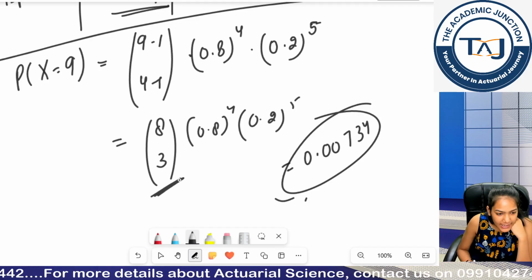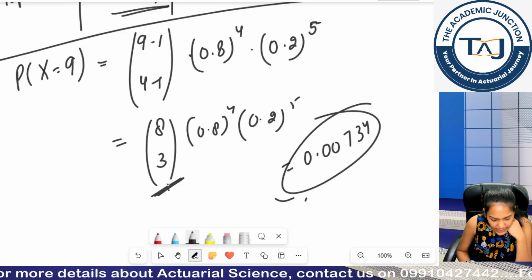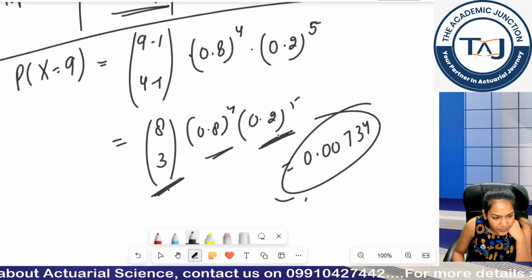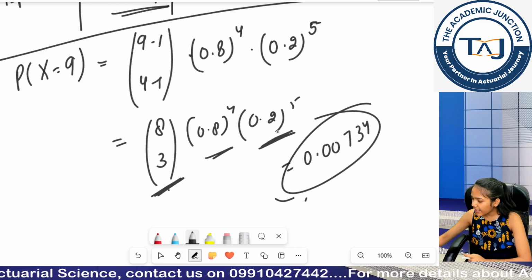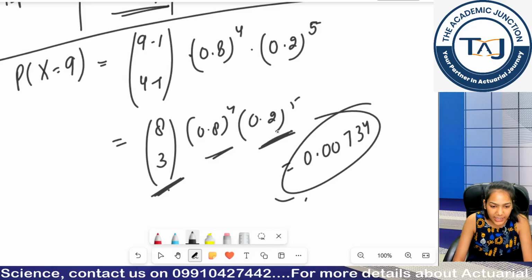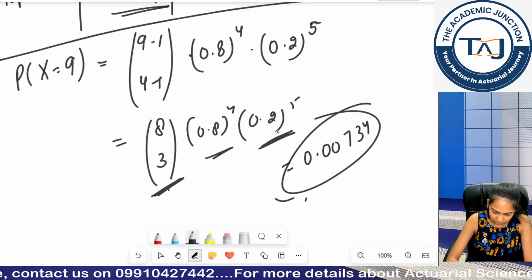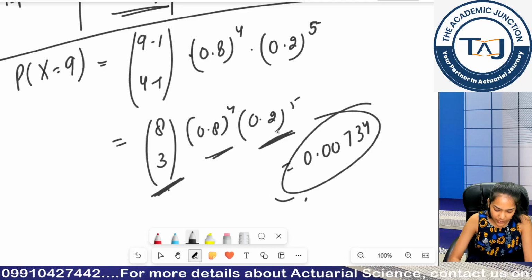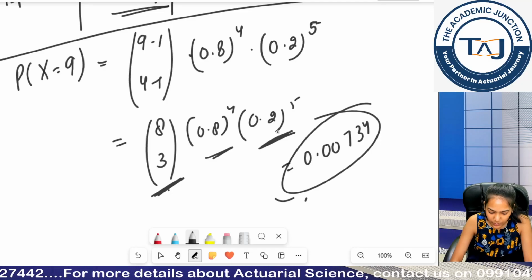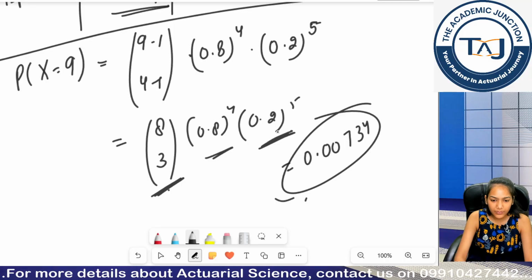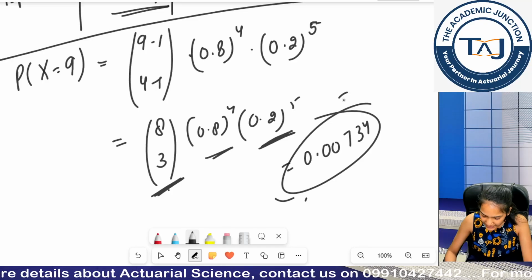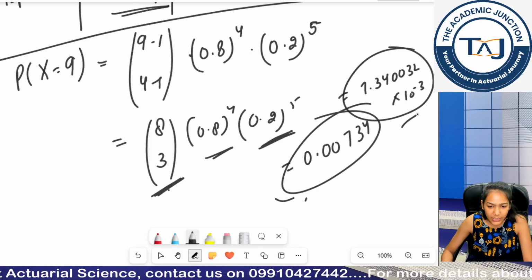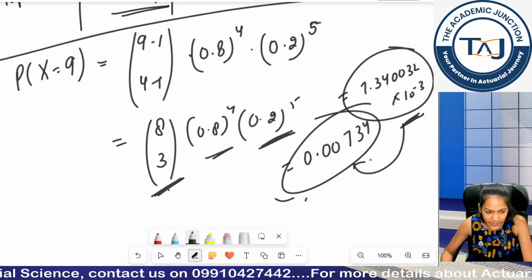This is your 8C3. Use your calculator to get the value of 8C3 into 0.8 raised to the power 4, 0.2 raised to the power 5. Giving you 30 seconds, try doing it in the calculator, okay? And then tell me if you are getting the answer. In your calculator, you might be getting the answer 7.340032 into 10 to the power minus 3. Is it you are getting the answer? This is equal to this beta.